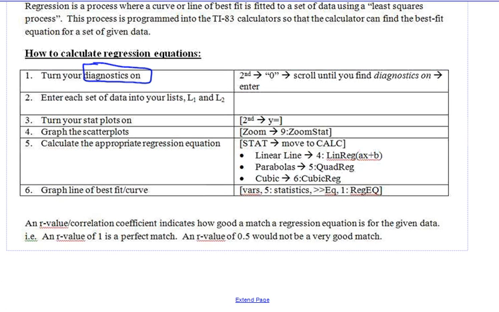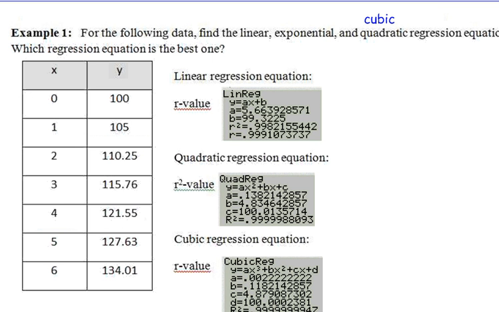An R-value, the correlation coefficient, indicates how good a match a regression equation is for the given data. So we're really looking at the R-squared value. An R-squared value of 0.5 is not very good. We want as close to 1 as we possibly can get. Okay, so let's look at an example. Oh, I want to delete these.